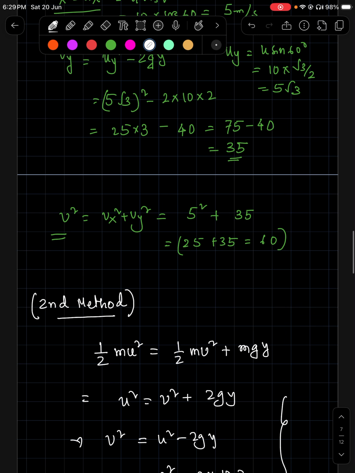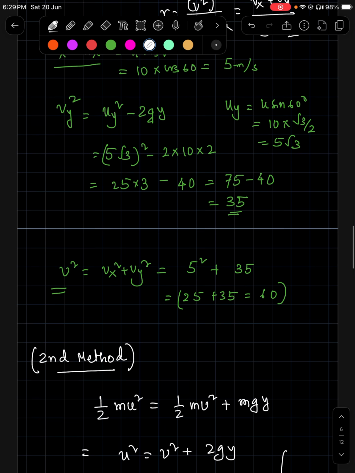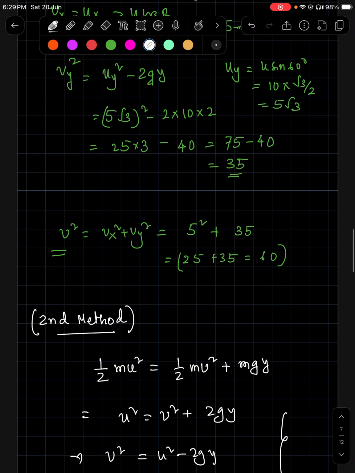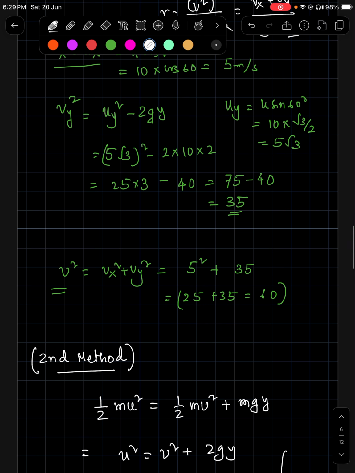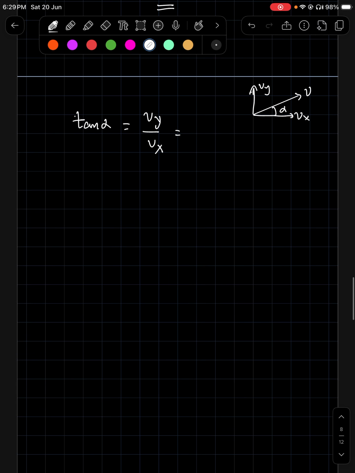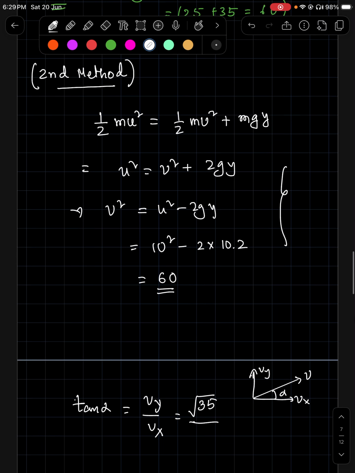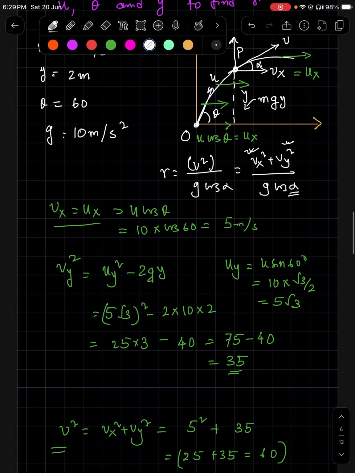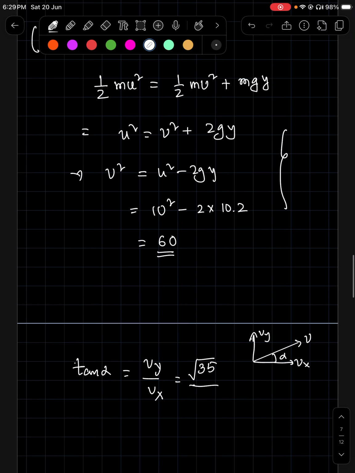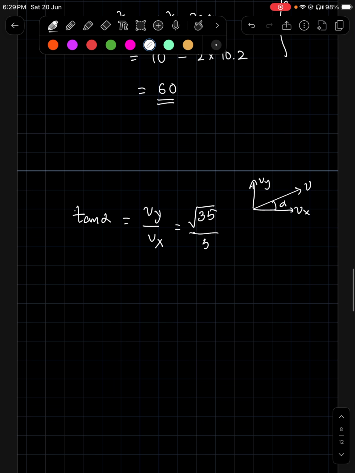But what is Vy? We have found already Vy square is 35, right? So we have to write that. So Vy is root 35, and Vx is the horizontal component of the projectile velocity, which is the same, so that is 5. Okay, so this is tan alpha. We have found the tan alpha.